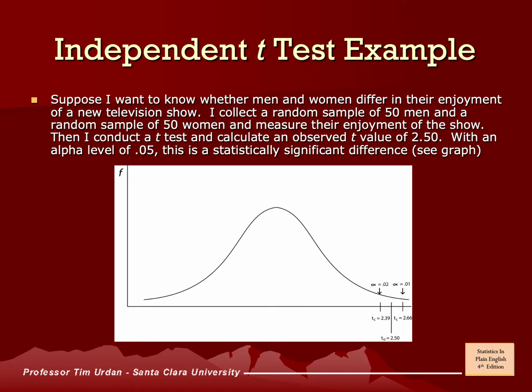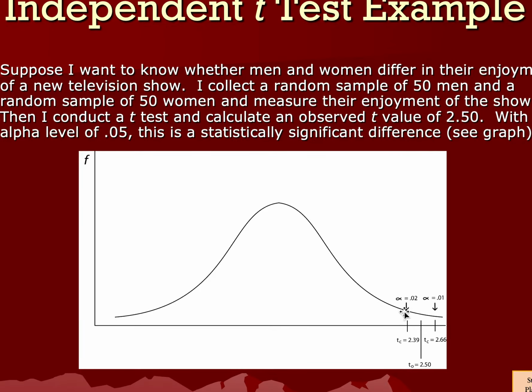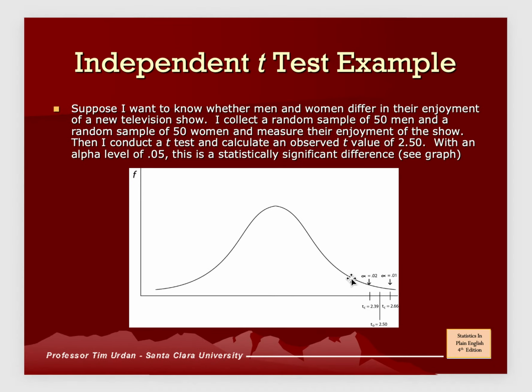With an alpha level of 0.05, this would be statistically significant. If I look at the graph, let me see if I can enlarge this graph a little bit here. The critical t-value at 0.02 would be 2.39, which 2.5 does exceed. At 0.01, it would be 2.66. So I'm basically going to be using that appendix to find the critical value for an alpha level of 0.05, and I should see that this is statistically significant.